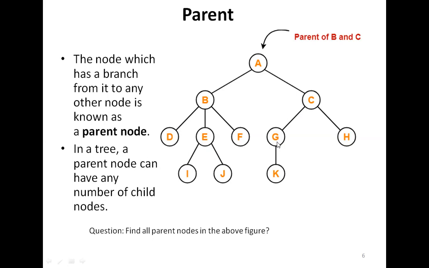So G is a parent of which node? K. E is the parent of which node? I and J. B is the parent of which node? D, E, and F. And C is the parent of which node? G and H. Okay, good. And A is the parent of B and C. Okay, good. So this is the parent.